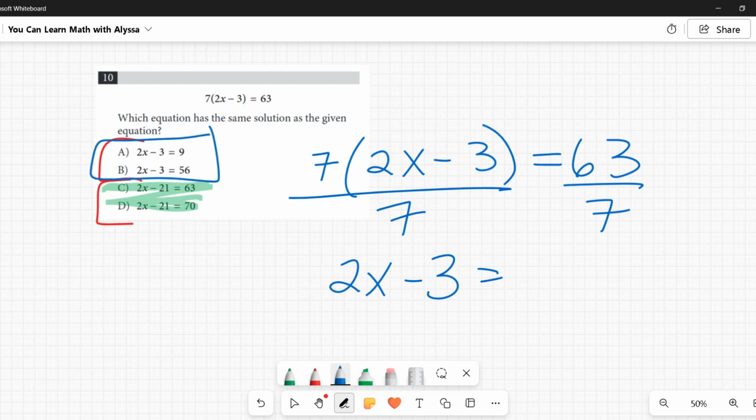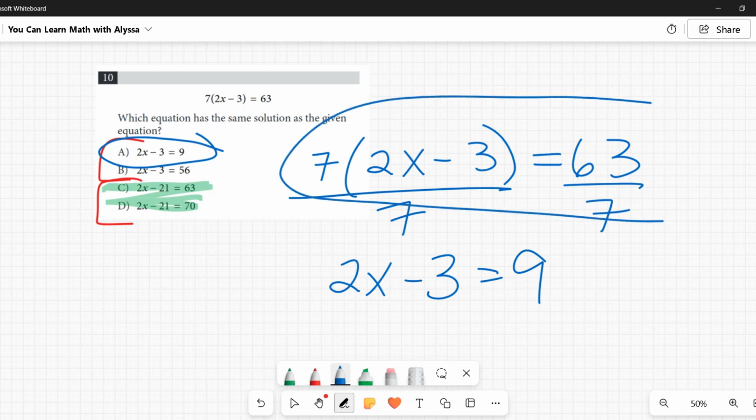And on the right, we have 63 divided by 7, which is 9. And ding, ding, ding, that is A: 2x minus 3 equals 9. So we don't actually have to solve for x. As long as I can manipulate this original equation into something that is identical to one of these 4, then I know that it will have the same solution because they will be the same equation at that point. So there we go. My answer is A.